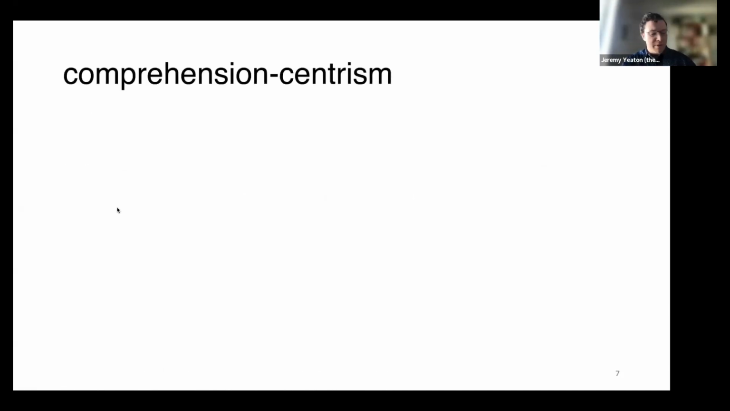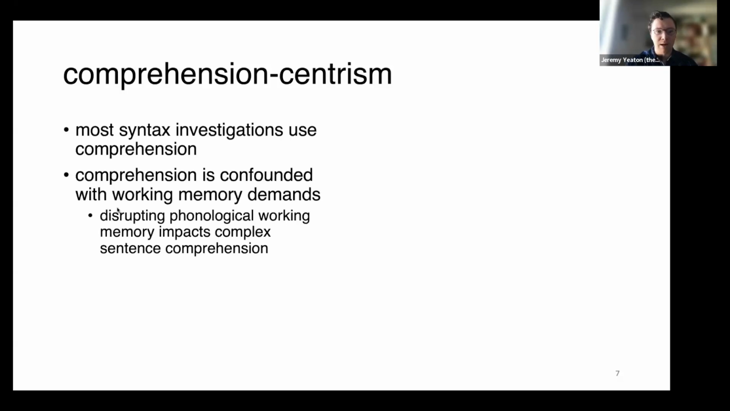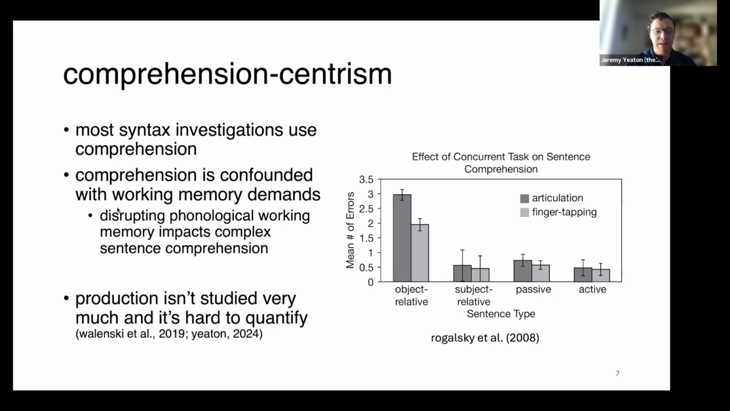So one of the problems that we face, those of us working on production, is a sort of comprehension centrism in the neurobiology of language as a whole, which is that most syntax investigations use comprehension. But the problem is that comprehension is confounded with working memory demands. So disrupting phonological working memory impacts complex sentence comprehension. So it seems like comprehension maybe isn't our best bet. But on the other hand, production isn't studied very much, and it's quite hard to quantify.